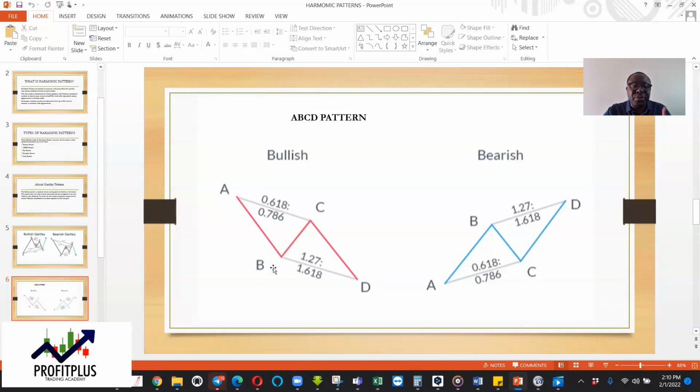Then, for A to B, the retracement of BC should be around 61.8% to 78.6%. Now, price moves from C to D, and this CD should be the extension of AB. Level D should be the extension of AB. If price retraces to the level of B, it will be 100%. So there's an extension now.